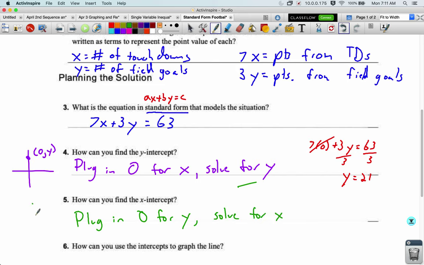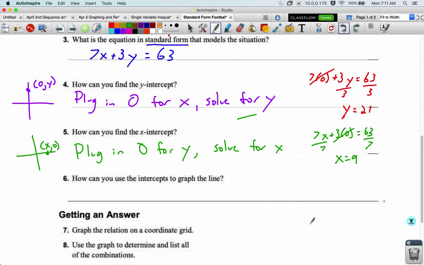All right, so everywhere along the x-axis, the y value is 0. So this is some point x comma 0. We use that fact to our advantage. Let's solve for that. So 7x plus 3 times 0 equals 63. This term cancels out. I divide both sides by 7, and I get x equals 9. So what this means is that if I scored only touchdowns, I could get to 63 points by scoring 9 of them. So 9 touchdowns gets you 63 points.